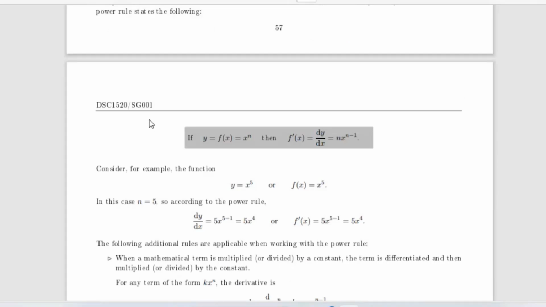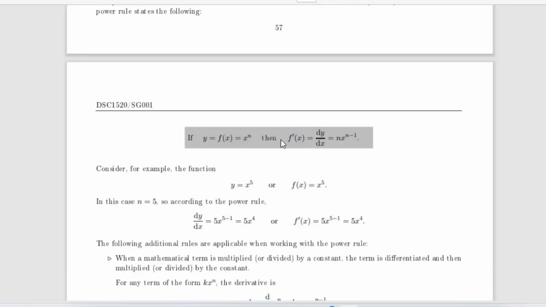If y equals f of x, which equals x to the power n, then the derivative is denoted by f with an apostrophe in front of it. Do you see this f, then there is an apostrophe in front of f? Yes, we see. That apostrophe is representing the derivative of f.